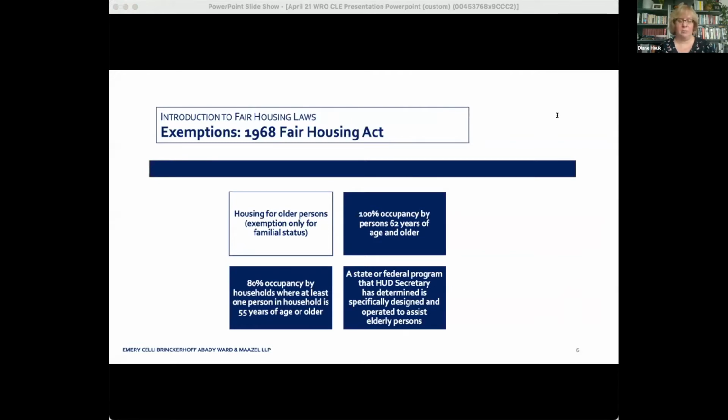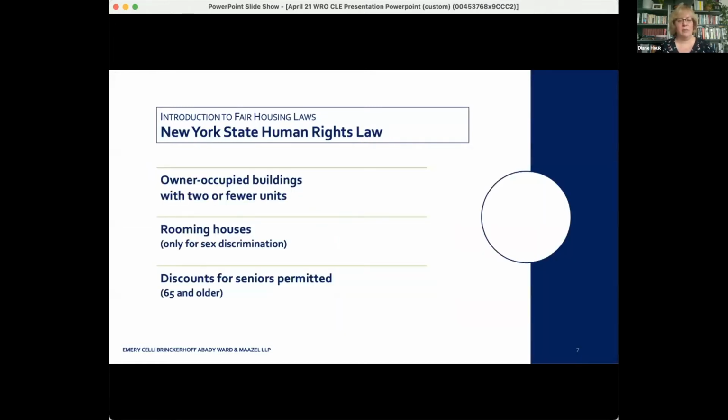One is 100% occupancy by individuals age 62 or older. The second is an 80% occupancy where households at least have one person who's age 55 and older. And the third kind, and there aren't as many of these, is where a state or federal program has been determined by the HUD secretary to be designed and operated to assist elderly persons. But that's a written certification process that must be attained by the program itself before it can be considered housing for older persons. And then again, as I said, the exemption is limited only to the ability to advertise and rent to adults only.